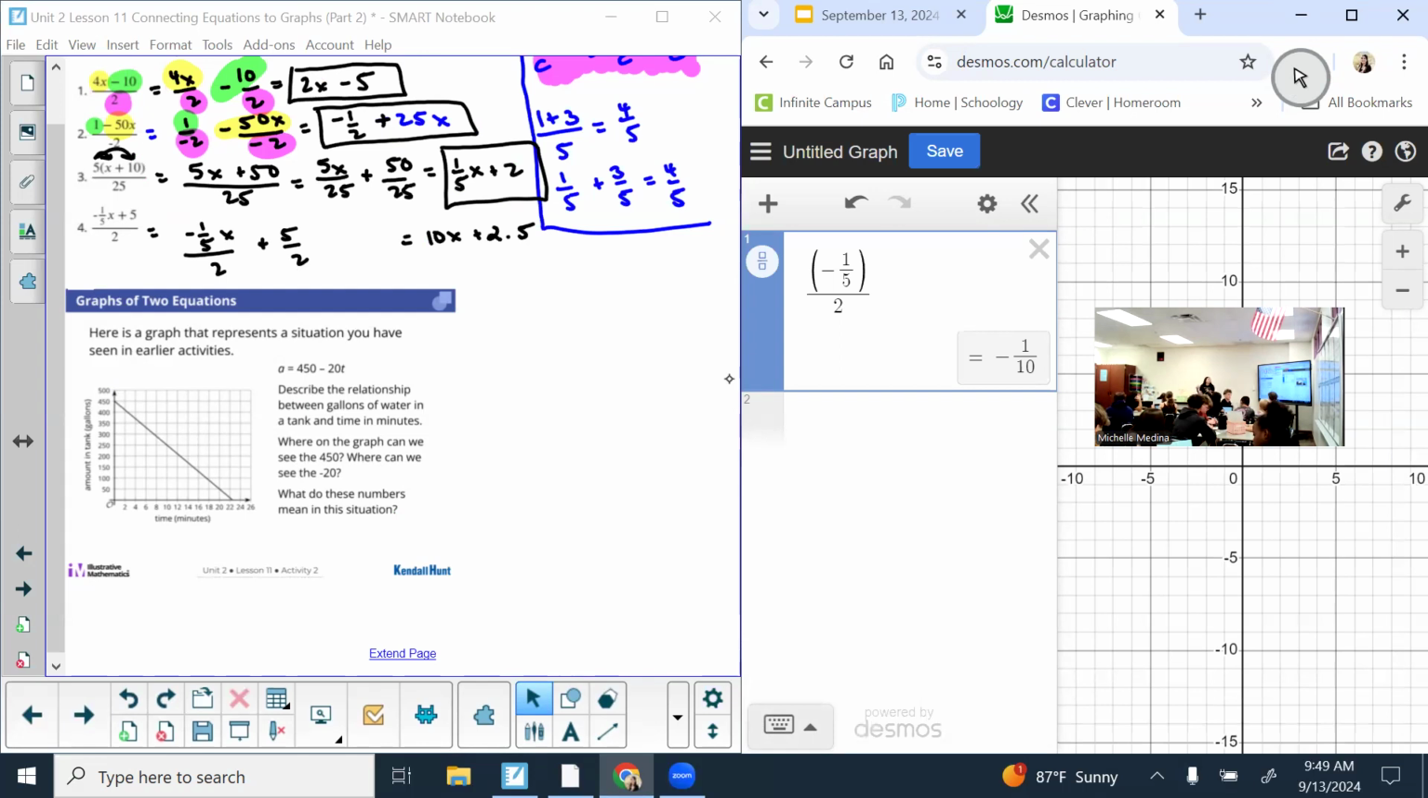So it's not 10x, it's actually negative 1/10 x. Good attempt if we move the fraction rule. And then 5 divided by 2 is 2.5.